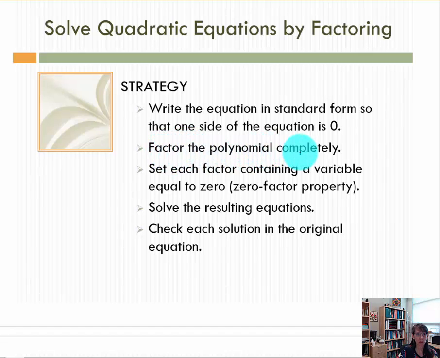We'll factor the polynomial completely, and we do have a variety of different factoring techniques that might need to be used. We'll set each factor containing a variable equal to 0. This is called the zero factor property. Then we can solve the resulting equations. It's a good idea to check each solution in the original equation.